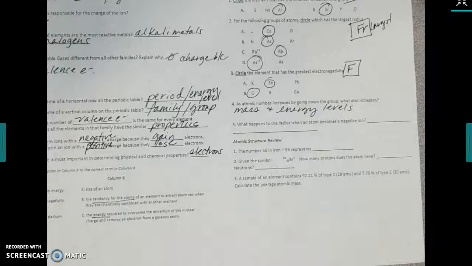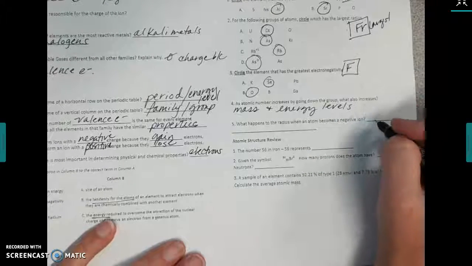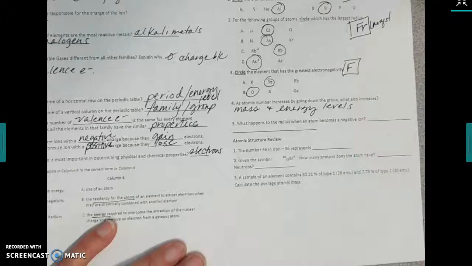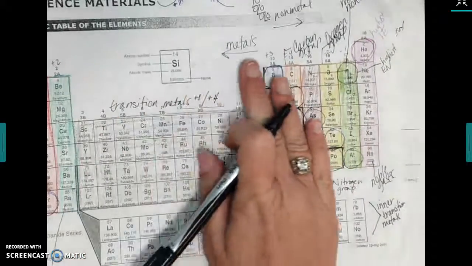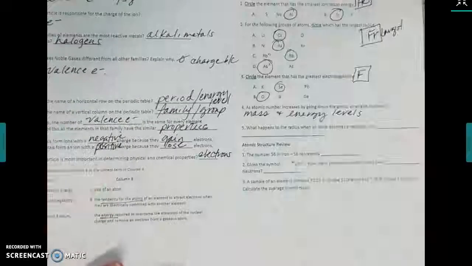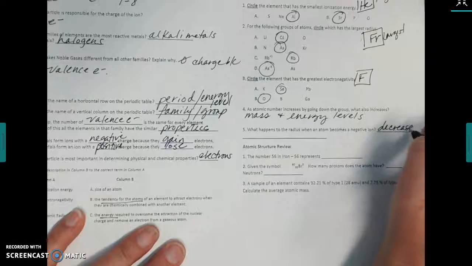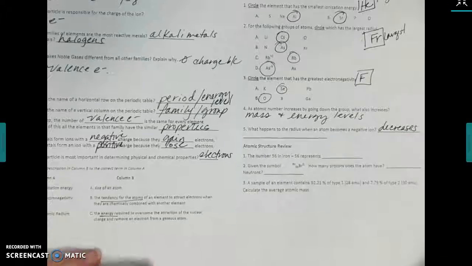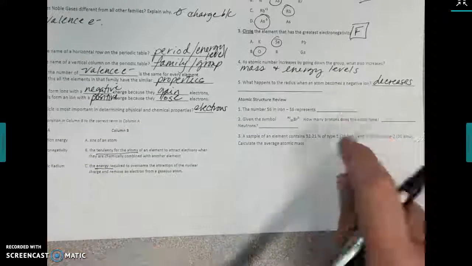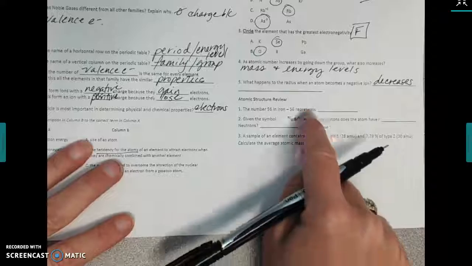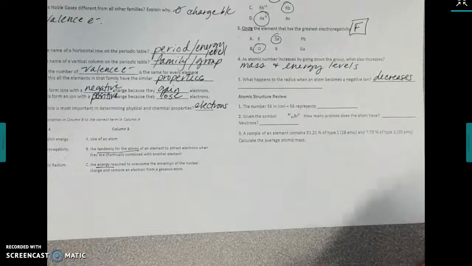What happens to the radius when an atom becomes a negative ion? So as we go across, what happens to the atomic radius? It decreases. Atomic structure review. Guys, this is so important. There's a bunch of questions over atomic structure on this next test.